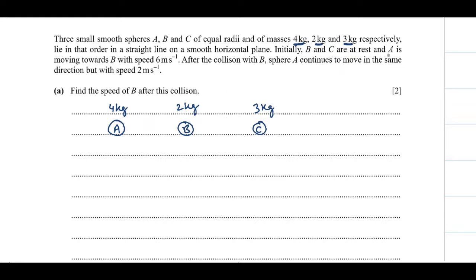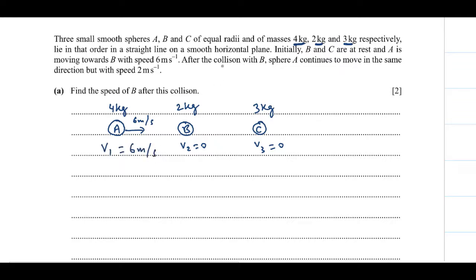Now initially B and C are at rest. So this velocity is going to be 0. This velocity is also 0. And we are told that A is moving towards B. So it's moving in this direction. So let's consider the right side is positive, the left side is negative. So this is 6 meters per second. So we're going to have V1 equal to 6 meters per second.